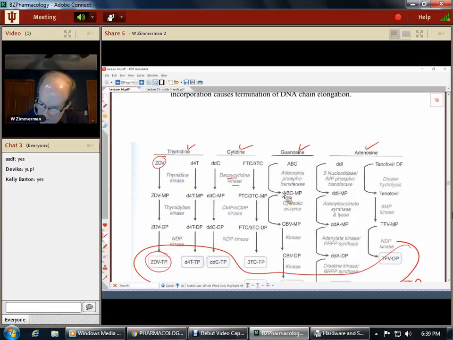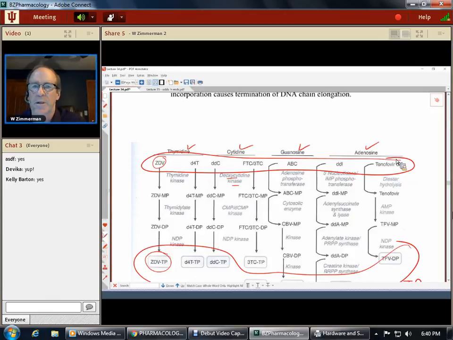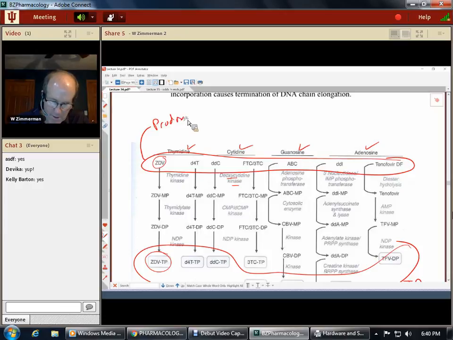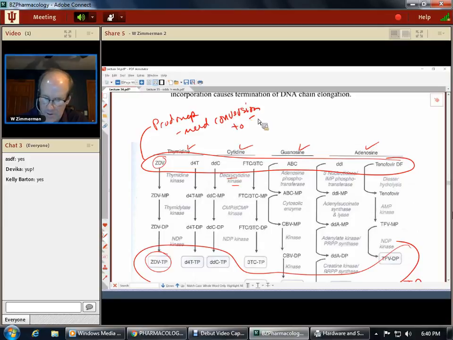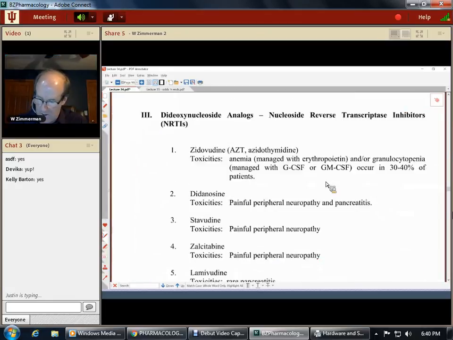Maybe I'll also just mention each of these agents here, some of them are just delineated by letters here. These are all prodrugs that need to be converted. The conversion to that triphosphate, and then they'll get incorporated. Okay, that's the most important group, but it's not the only group by any means.